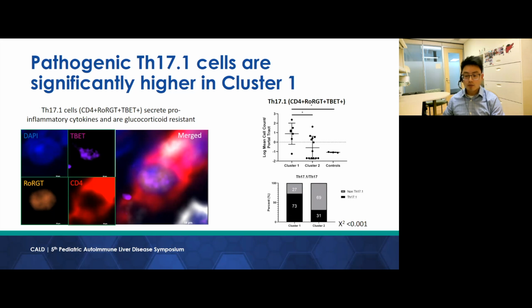Furthermore, there was a higher proportion of Th17.1 cells making up the total Th17 cell population in cluster 1 compared to cluster 2. In cluster 1, 73% of the Th17 cell populations were Th17.1 cells, compared to only 31% in cluster 2. This was statistically significant.